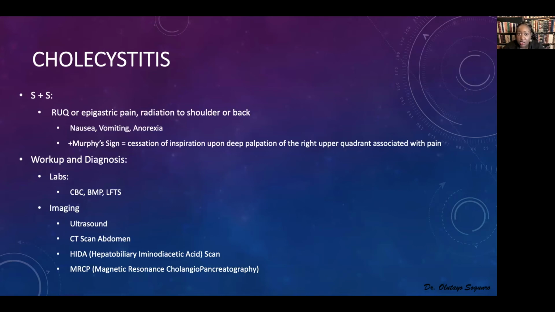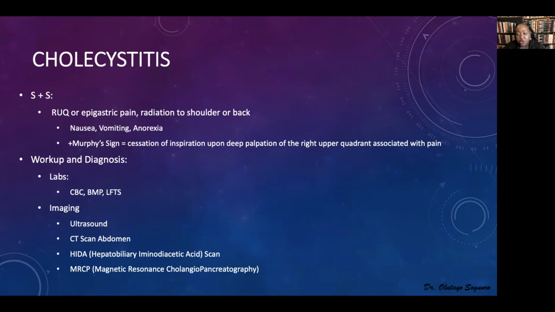A HIDA scan, also known as a hepatobiliary iminodiacetic acid scan, can be used to evaluate the function of hepatocytes. It can evaluate for acute or chronic cholecystitis, biliary leak, or biliary dyskinesia when an ejection fraction is measured and found to be less than 40%. It works by the injection of a radioactive tracer and imaging to see the retrograde filling of the hepatobiliary tree. A positive scan is when there is non-filling of the gallbladder after 1 hour.